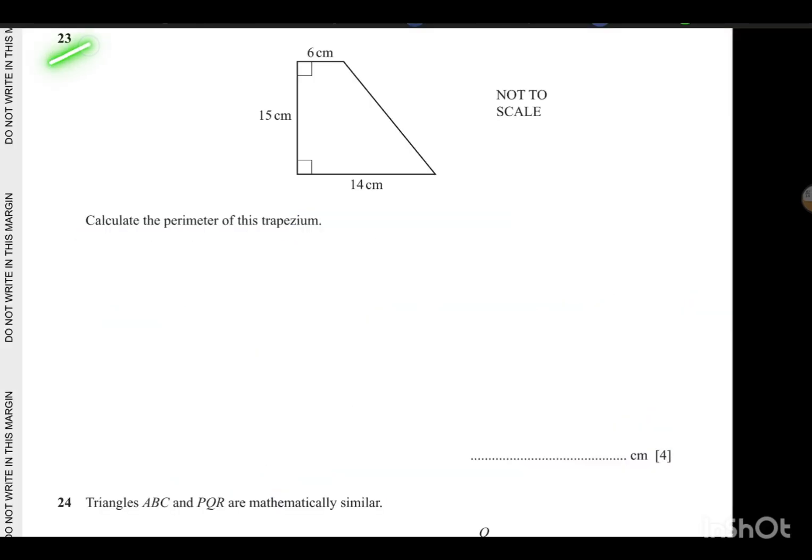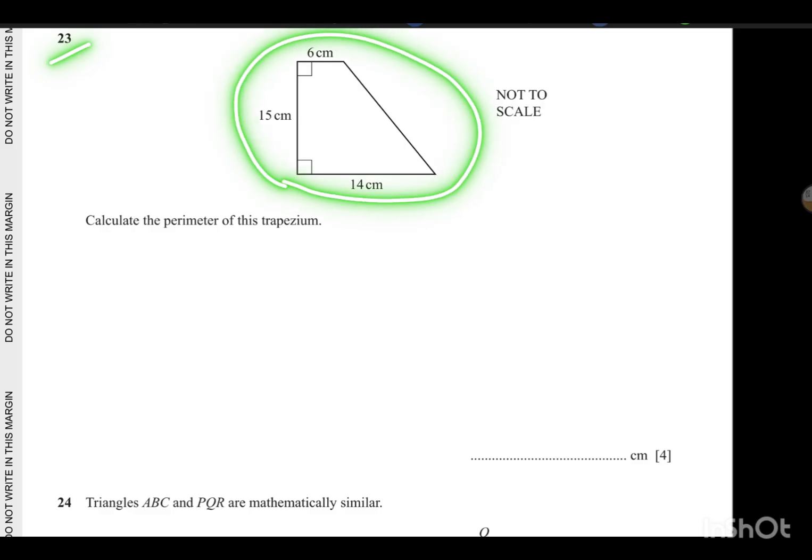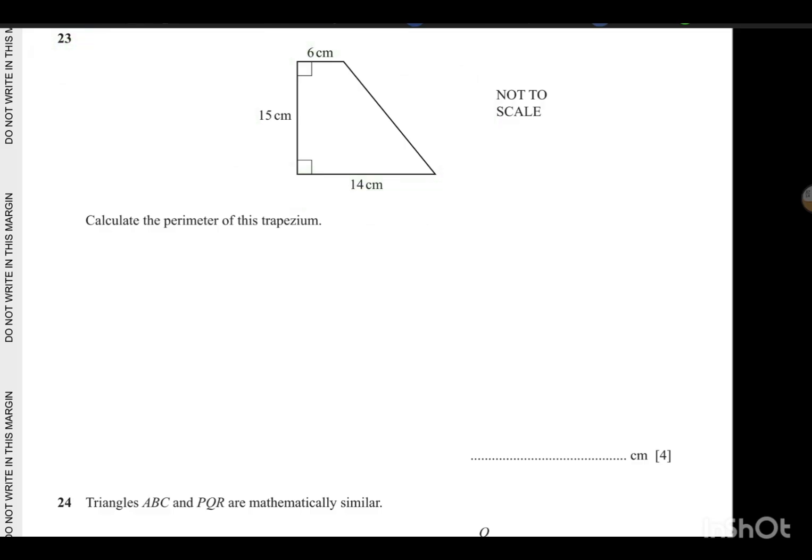Question number 23. A figure is given, a quadrilateral with three sides. Calculate the perimeter of this trapezium. So this is a trapezium, they already mentioned in the question. But this is not area, it's a perimeter. In this you have the two parallel sides and we have the height, but we don't have this side. So this is the challenge in this question, students. Just make note that we need this side to find the perimeter.